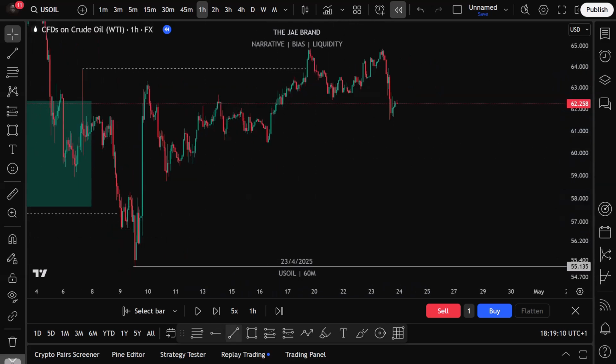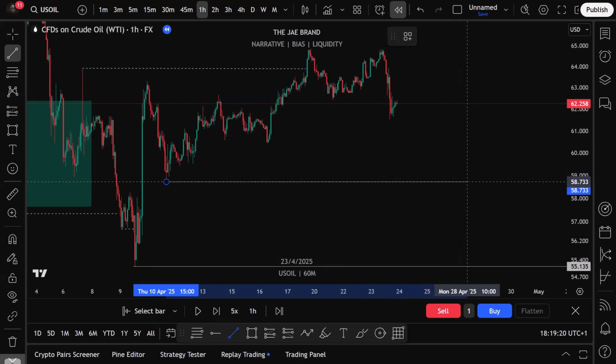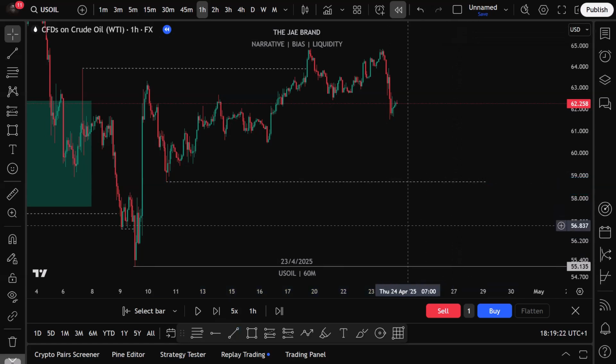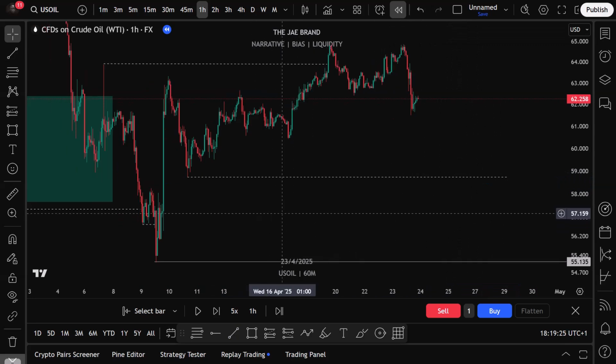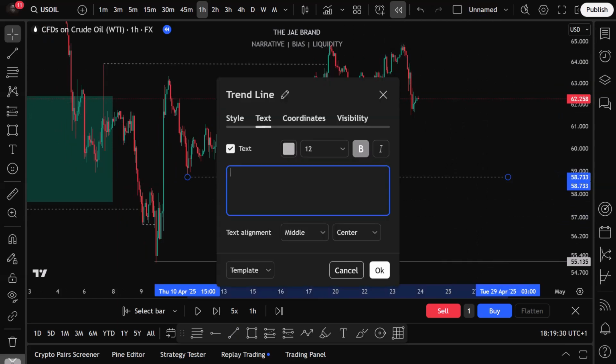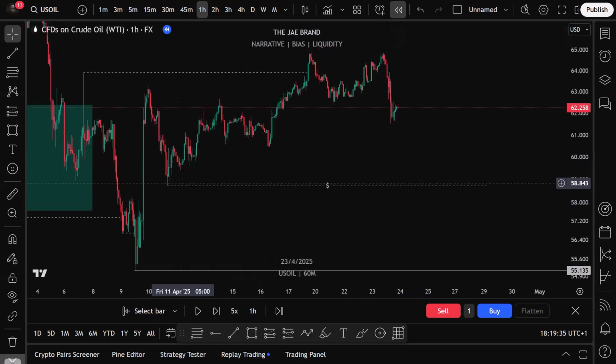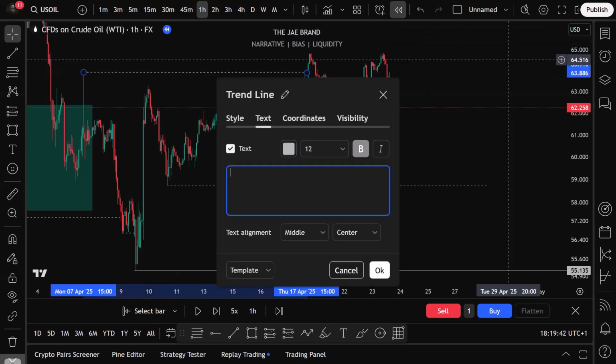So I can see this incomplete pullback, which is my transactional liquidity. I have done a series of videos on transactional liquidity. Please take your time, go through my lessons on liquidity and you will understand better. So this is my structural liquidity rather, not transactional liquidity. This break of structure is known as transactional liquidity.